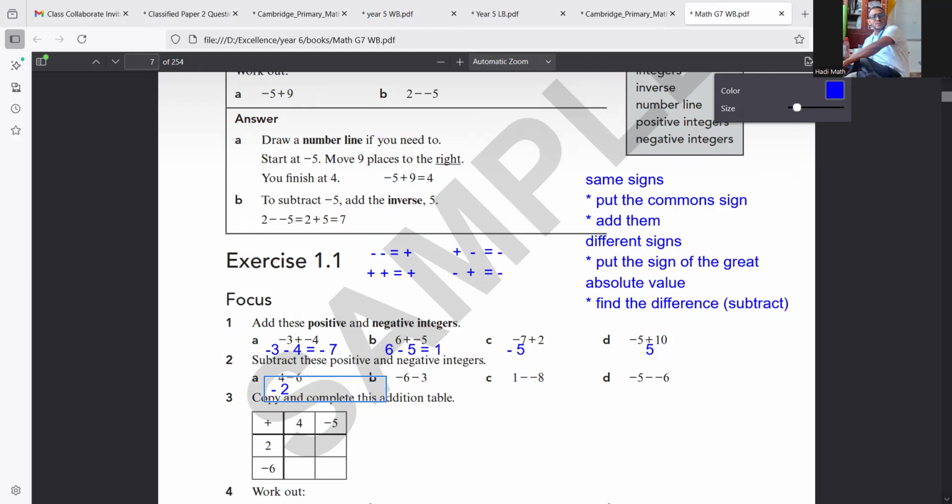Look at this one, negative 6, negative 3. 6 is negative and 3 is negative. Both of them have the same sign. Put the same sign, which is negative, and add them together. It's going to be negative 9.